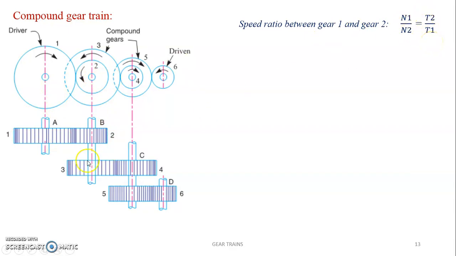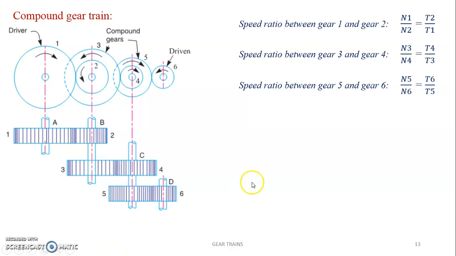Now in the second stage, what happens? Gear 3 drives 4. You see here it is in mesh. So 3 becomes the driver and 4 becomes the driven or the follower. So the speed ratio between gear 3 and 4 is N3 by N4. Since N3 is the driver and N4 is the follower, it is T4 by T3. The last one is 5 and 6. The speed ratio between gear 5 and gear 6 is N5 by N6, equal to T6 by T5.